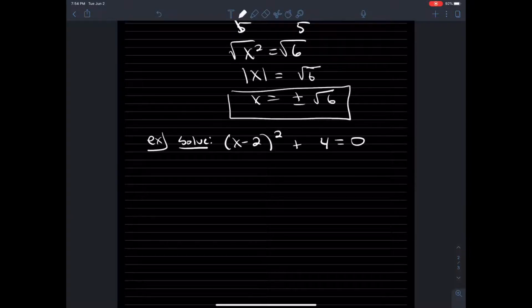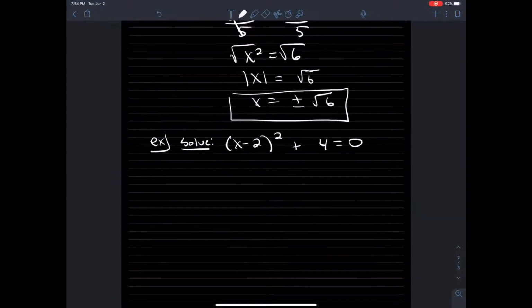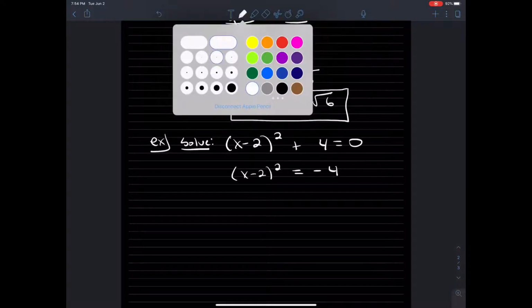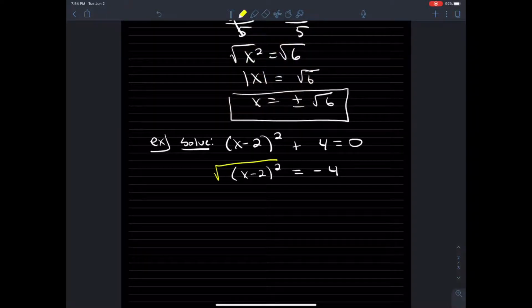Let's do another one. Again, here we're going to solve the square. That's our first step. So we have x minus 2 squared is equal to negative 4. This is a perfect square, so I'm going to just take the square root of both sides. And the square root of negative 4 is 2i.